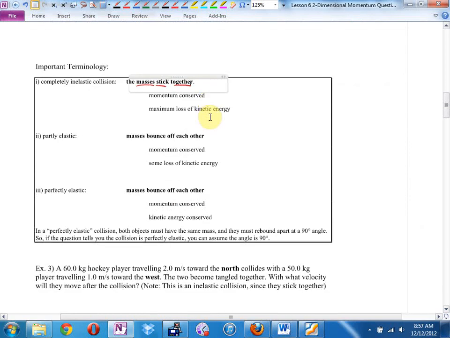The second type is what we call an elastic collision. They put the word partly elastic in front of it. True. I'll just call it an elastic collision. In an elastic collision, the masses bounce off each other. And the way I remember that is elastic band, rubber bounces.